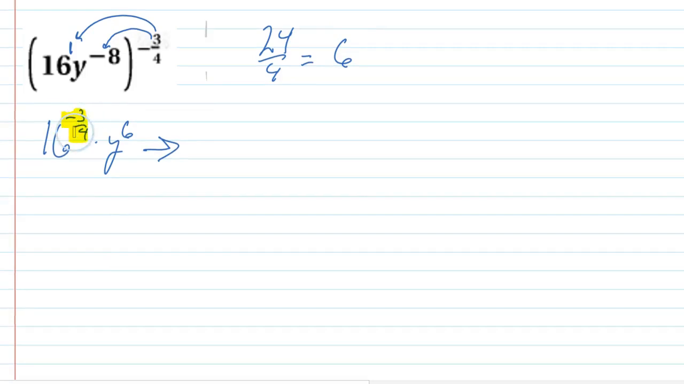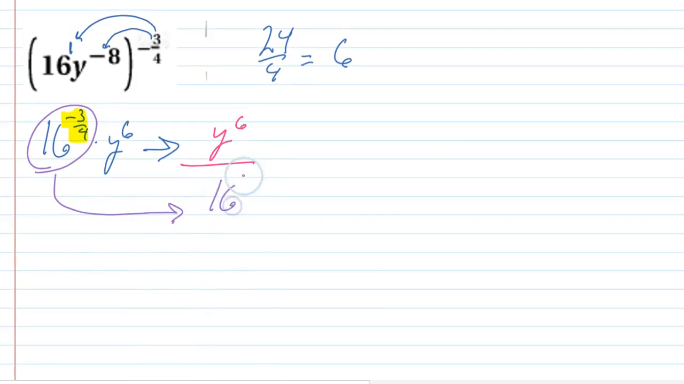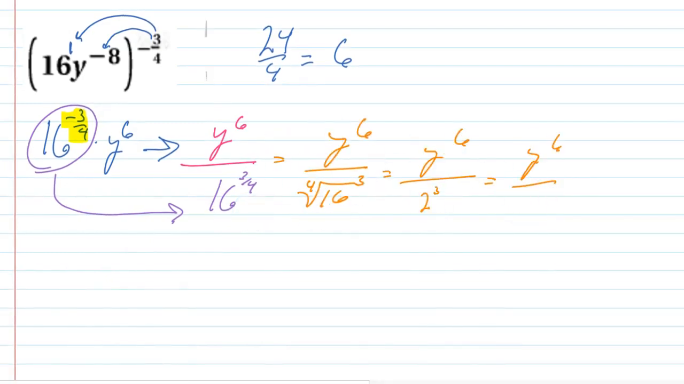So that means the 16 wants to go down to the bottom. But the y, he's a positive exponent, so he's going to stay right where he is. Y to the 6 stays on top because he's happy where he is. But the 16 to the -3/4, he needs to go down to the bottom. That gives you 16 to a positive 3/4. Now we can simplify that 16 to 3/4. And that gives us a final answer of y to the power of 6 over 8.